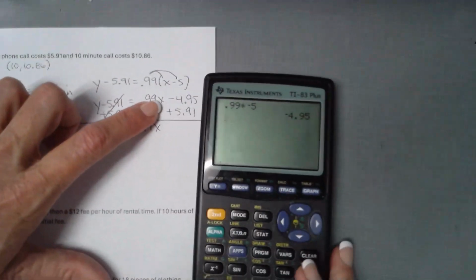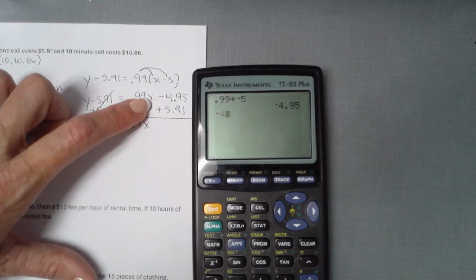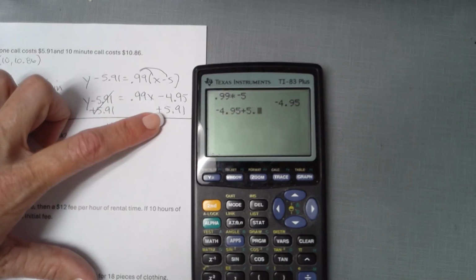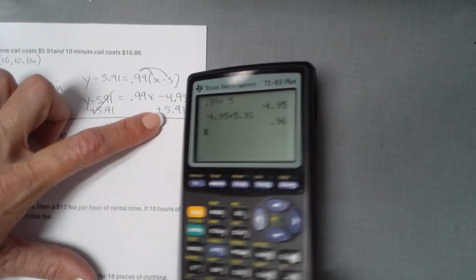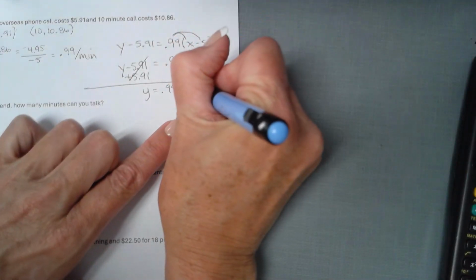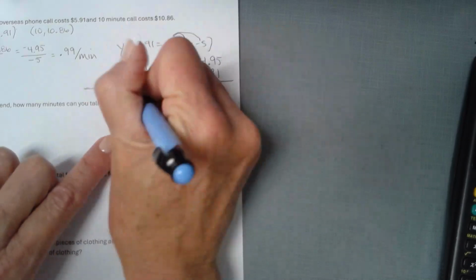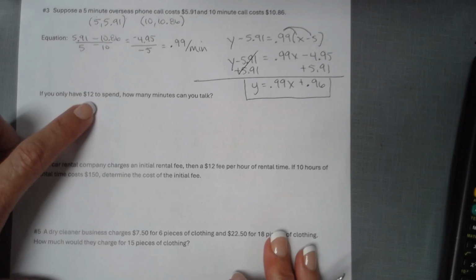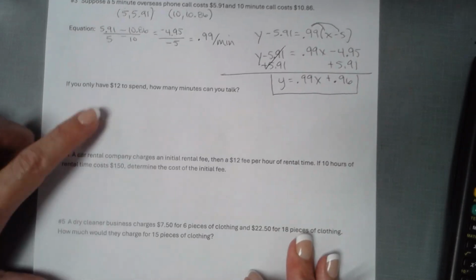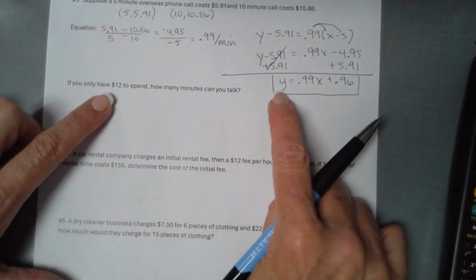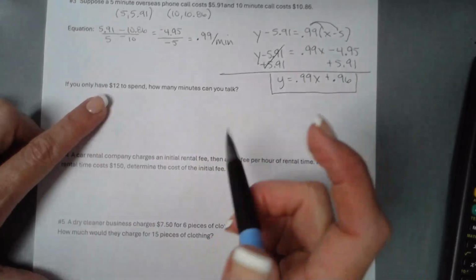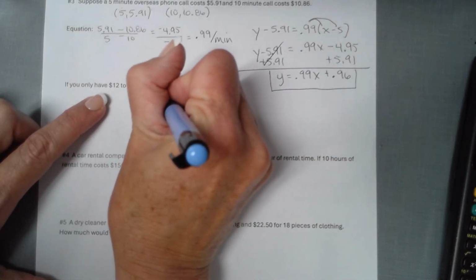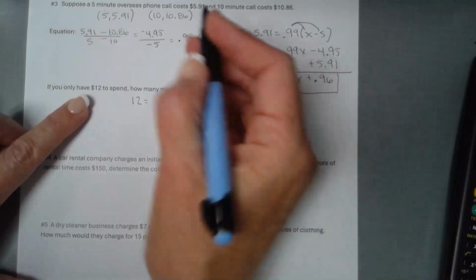Okay, and so let's do this. Negative 4.95 plus 5.91, we get 0.96. All right, now we can use this. It says if you only have $12 to spend, how many minutes can you talk? Now, you could set this equal to $12. You could actually do an inequality symbol if you wanted. I'm just going to set it equal to $12. Remember, money is the Y, so it's going to go right here.